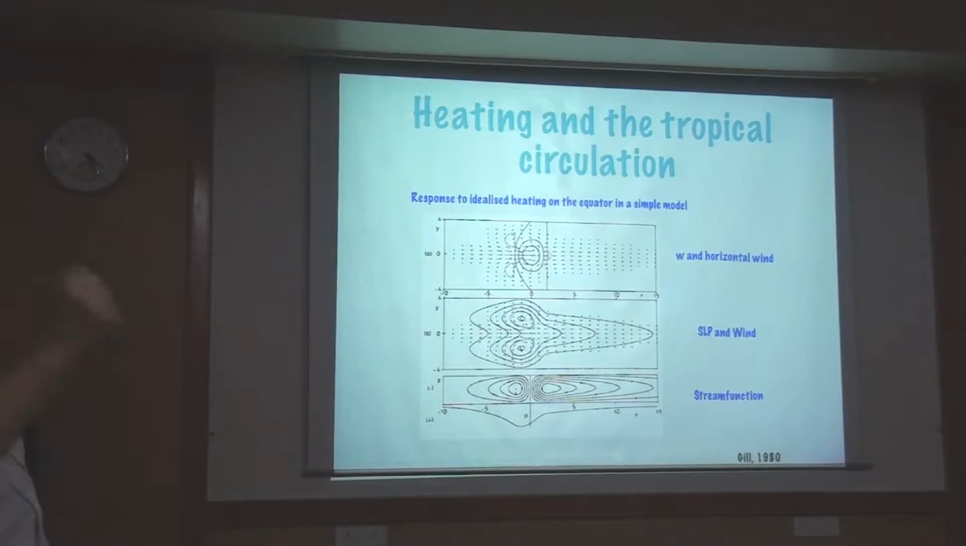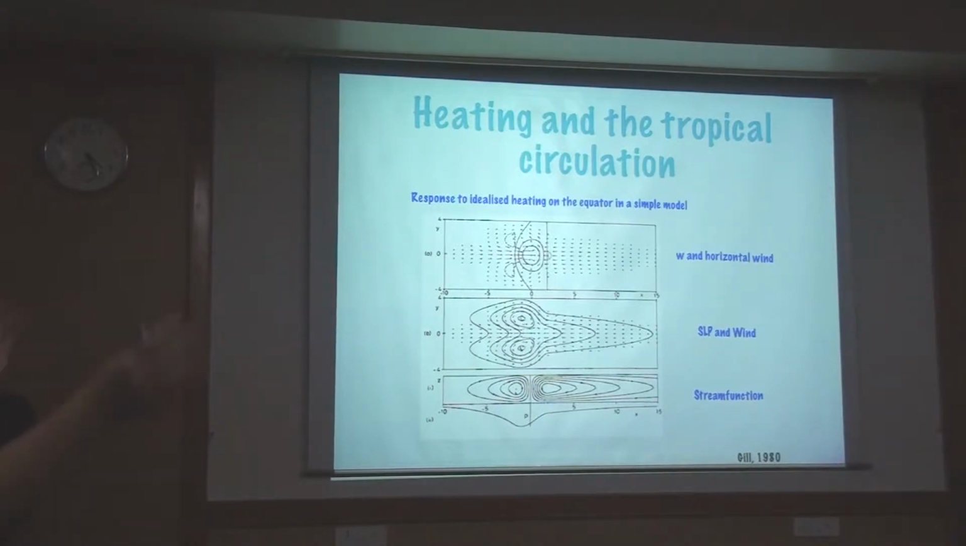This is if the heating is right at the equator, okay? And this is the stream function as a function of height, so you get this upward motion here, and then downward motion away from the heat source. So you get this overturning circulation. These are simplified solutions to the equations of motion with an idealized heat source at the equator, right?